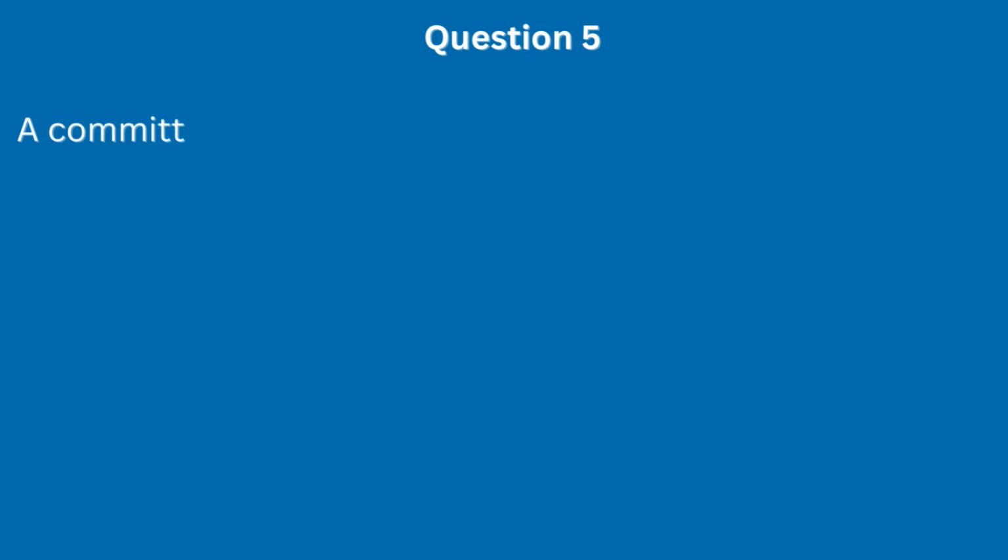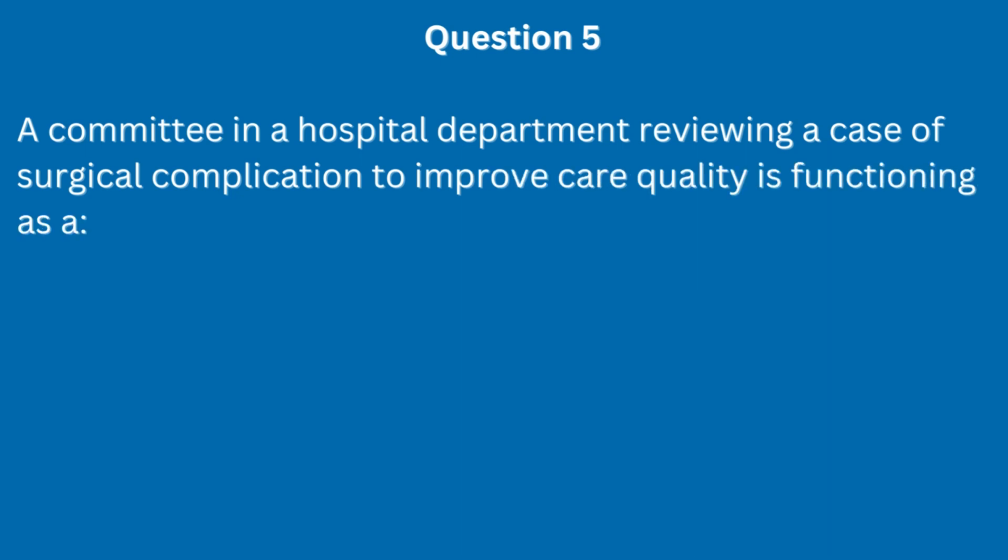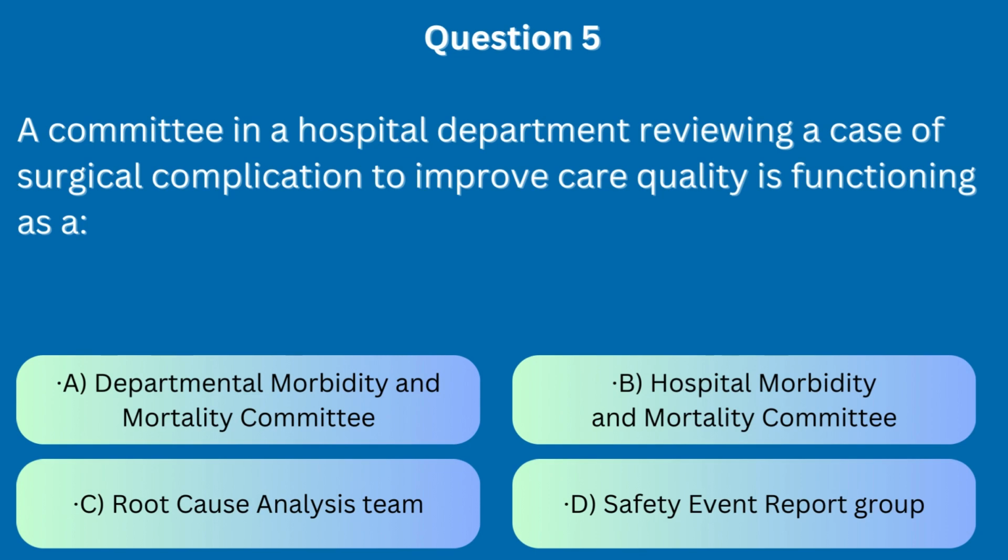Question 5. A committee in a hospital department reviewing a case of surgical complication to improve care quality is functioning as A. Departmental Morbidity and Mortality Committee, B. Hospital Morbidity and Mortality Committee, C. Root Cause Analysis Team, D. Safety Event Report Group. The correct answer is A. So the Departmental Mortality and Morbidity Committee reviews cases of mortalities and morbidities within a specific department.